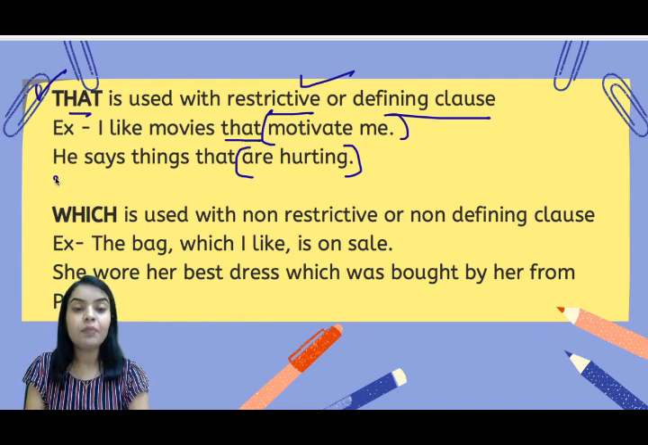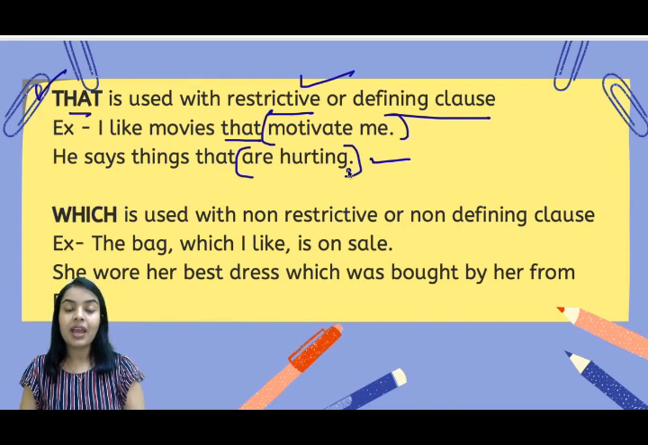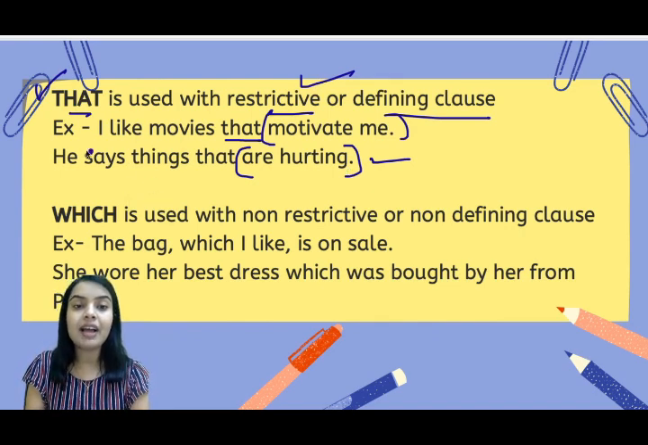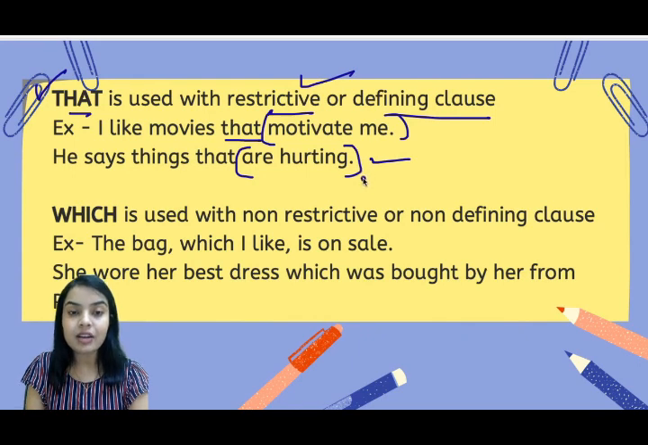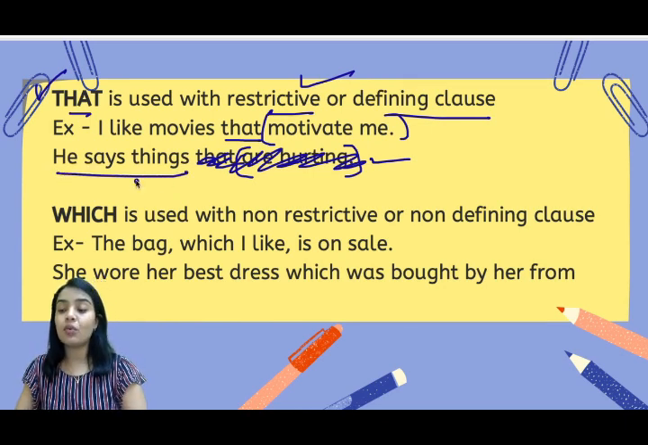If I say, he says things that are hurting, I want to talk about those things spoken by the person, and those things are the ones that are very bad, hurting, demotivating kind of things. So I will have to complete the sentence in that way. If I just remove this part, along with that, he says things. This is a vague sentence. It is a sentence that makes no sense because everybody can speak.